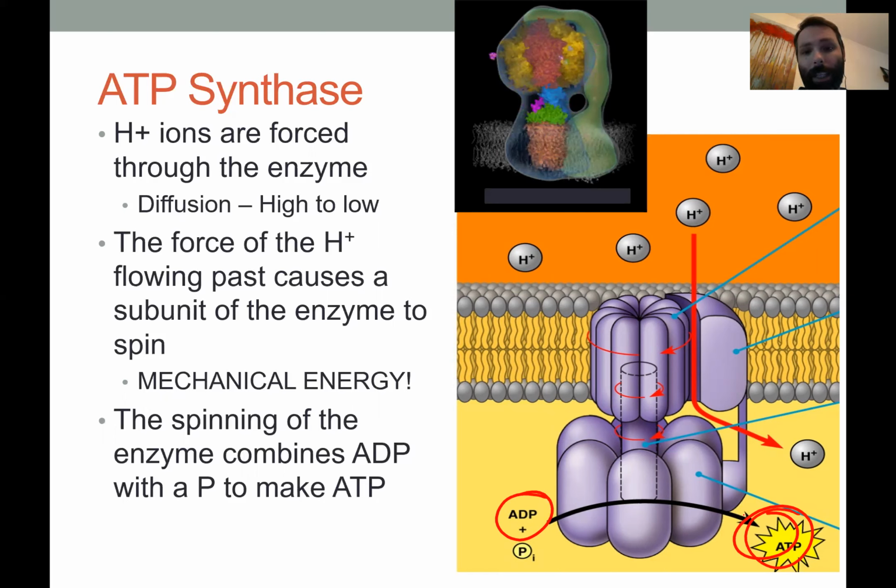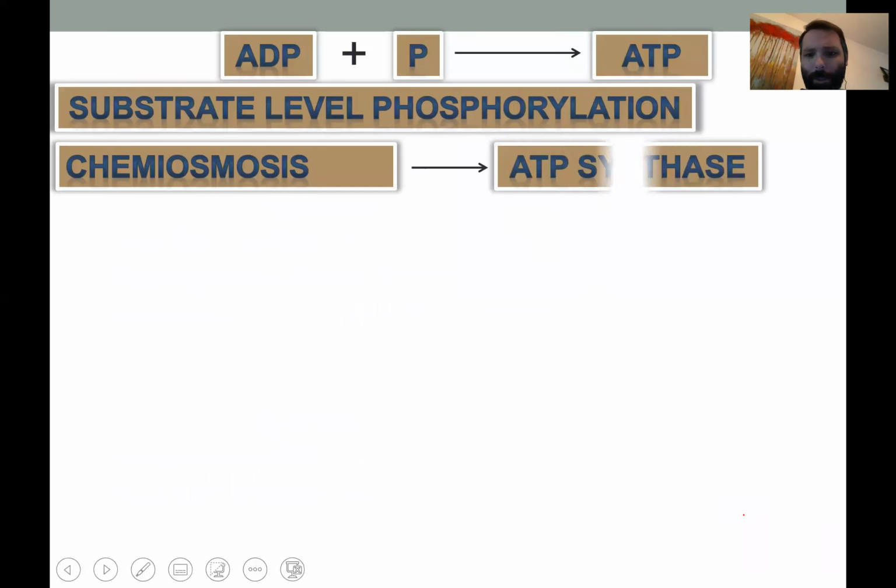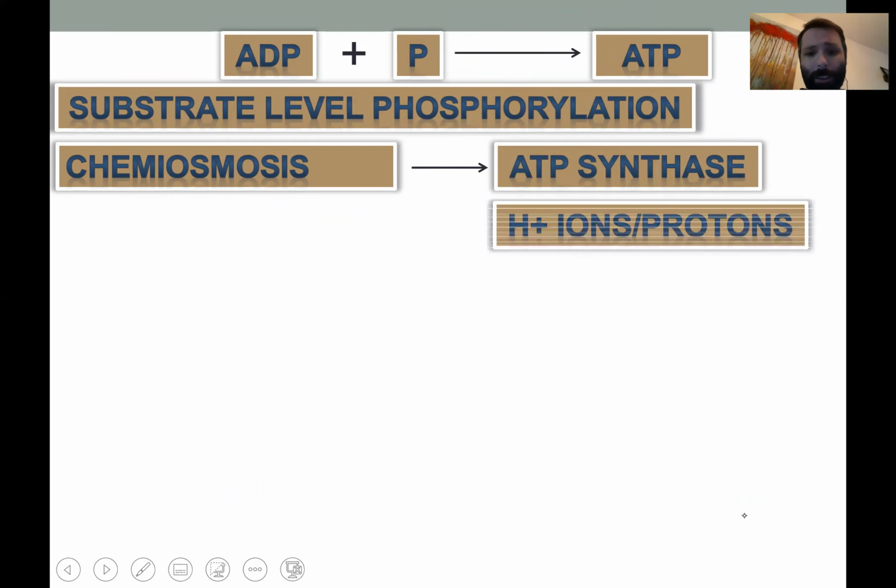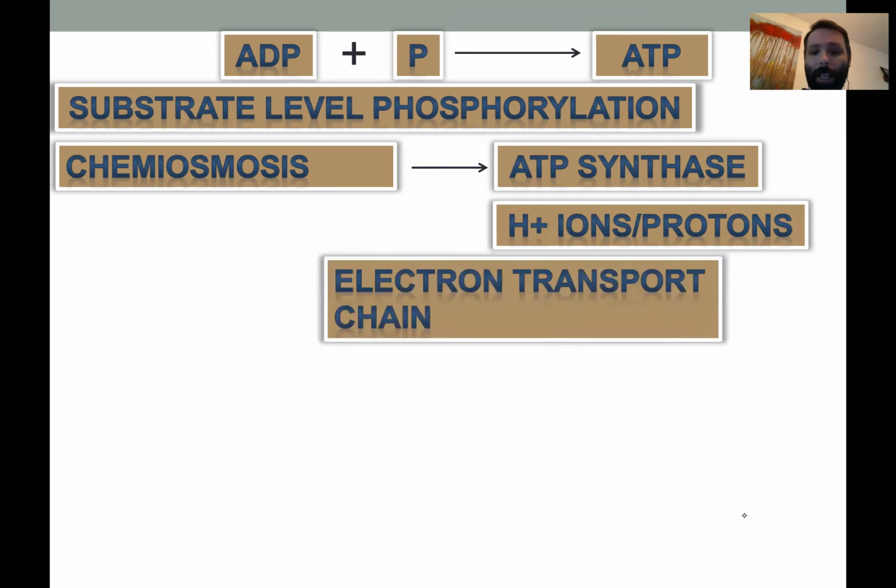It relies on having lots and lots of hydrogens, which again is going to rely on getting lots and lots of electrons. So that's kind of what I'm going to show here, right? ATP synthase is the key for chemiosmosis. We need hydrogen ions and all that good thing, and that comes from the electron transport chain, right?